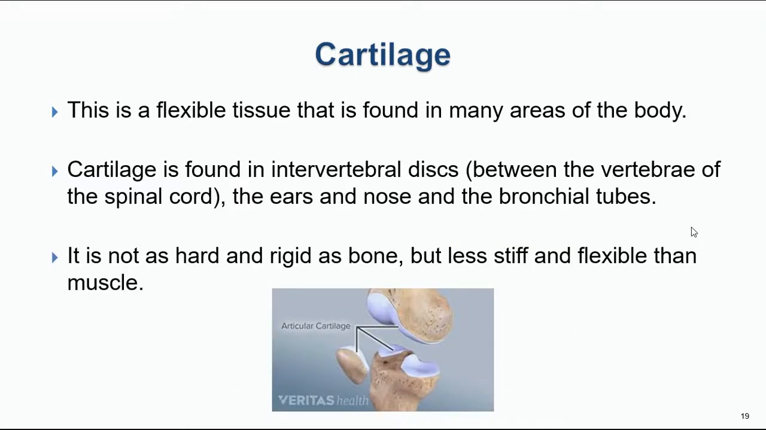Finally, we'll also look at cartilage. This is quite a flexible tissue that you find in many different parts of the body. The area where it's commonly found is within the spine, so between each of the vertebral discs. But you'll also find it within the ears and the nose, and the bronchial tubes, which we'll look at when we come to the respiratory system. So this is almost like an in-between structure. It's not quite as hard and rigid as the bone, but it's still less flexible than the muscles are.